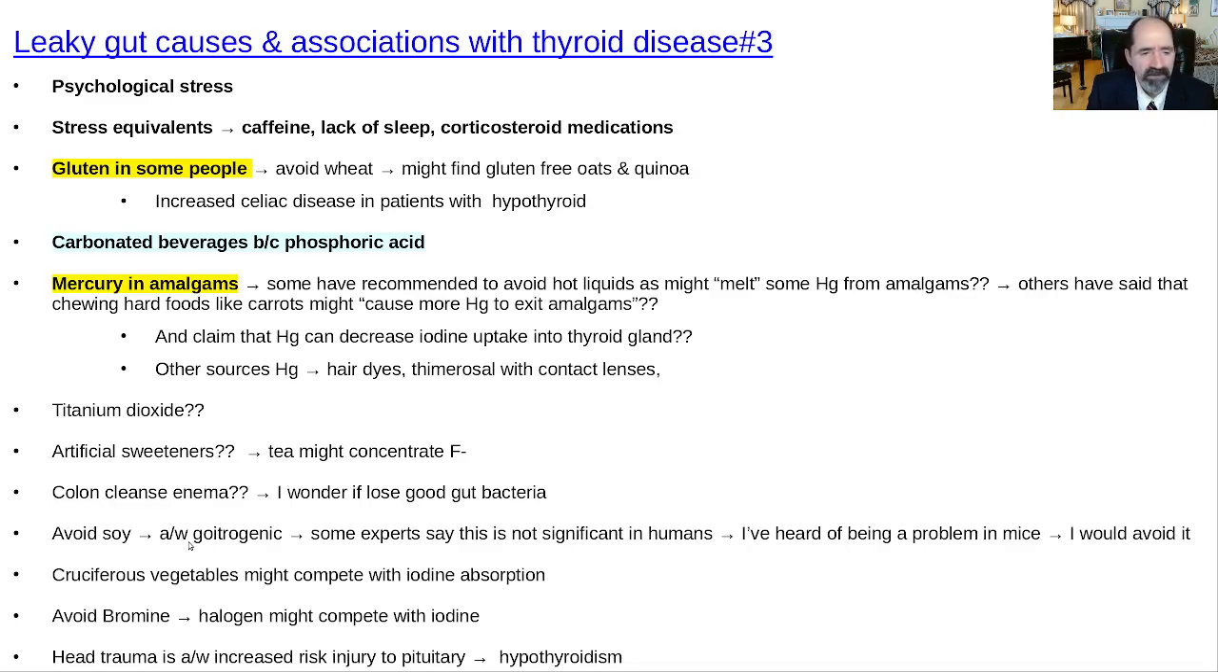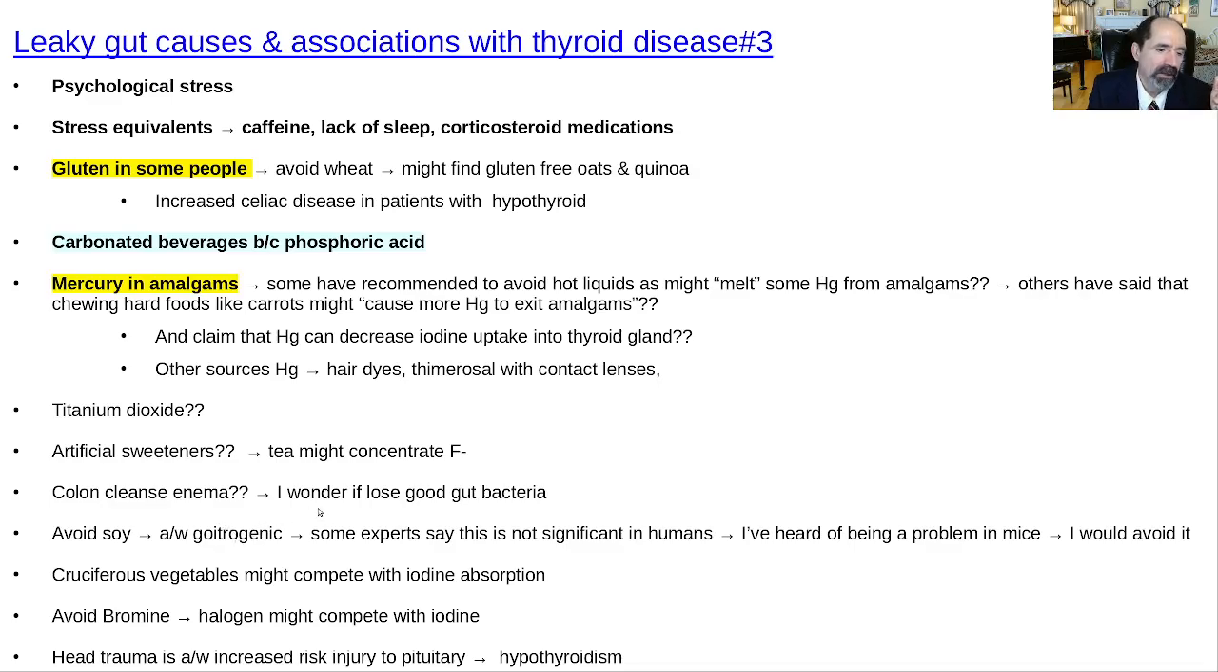Cruciferous vegetables, a lot of experts say it's no big deal. You could eat them. It was a little bit of an iodine competition for absorption thing in the gut, and it's a minor thing. So it probably is a minor thing. Cruciferous vegetables, because they've got cross-shaped leaves on them. That's why they're called that. These are kind of like minor issues in this whole game of preventing leaky gut.